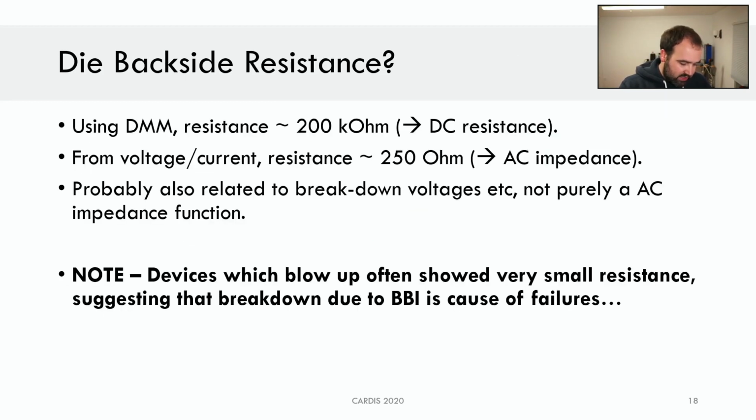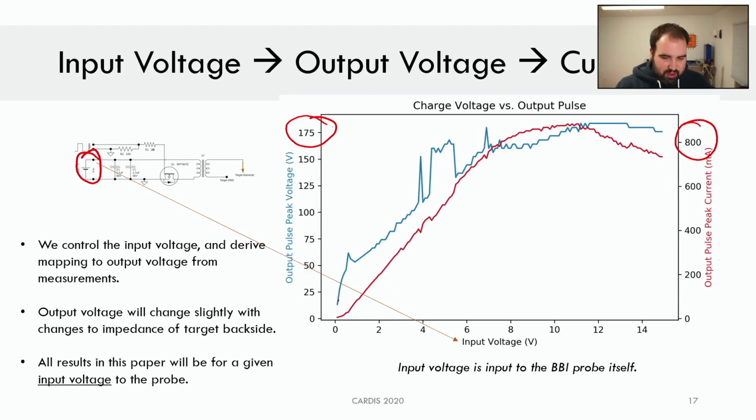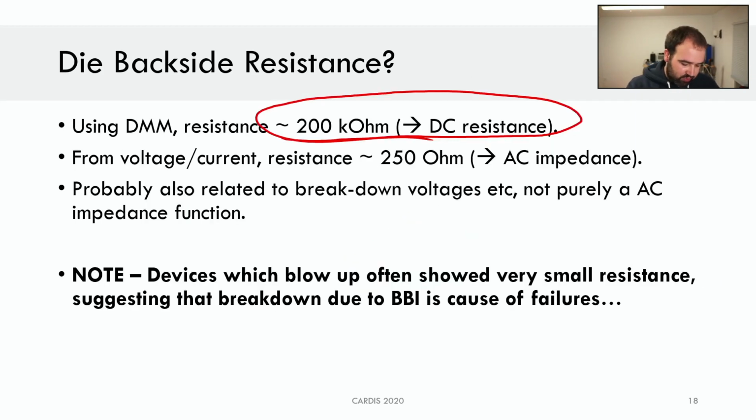The other thing we can see is what is the resistance, right? So if you use a multimeter, it's like 200 kilo ohms. So if I put a multimeter on the backside and ground pin, it's like 200 kilo ohms. There's 220 maybe, I think in the paper it's more accurate. If I pick a point here and divide whatever this voltage by current is, it works out to a lot closer to 250 ohms, right?